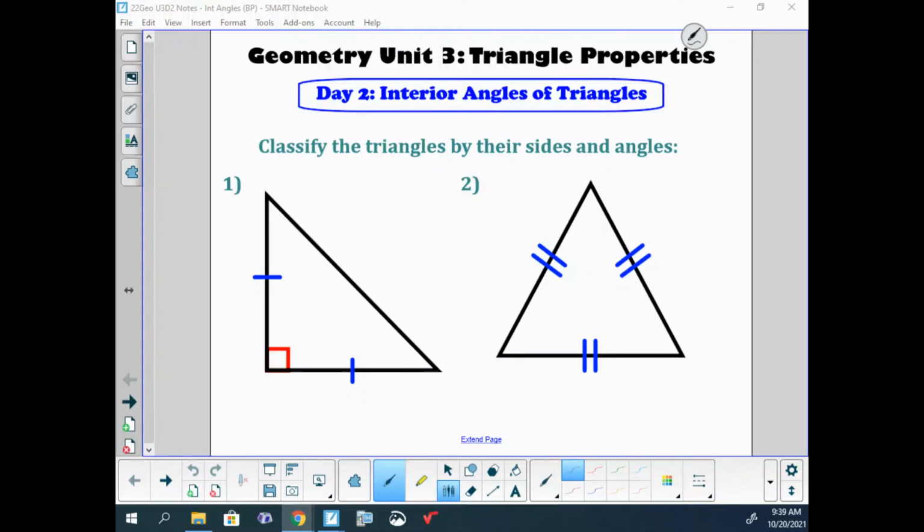Hi, today this is Unit 3 Triangle Properties and Day 2 Interior Angles of a Triangle. So what we have here on the first page is a summary of what we did the previous day, and that is classifying triangles by their sides and angles. So if we talk about classifying the triangle on the left, number one, by its sides, we see here that there are two congruent sides, and the word for that is isosceles.